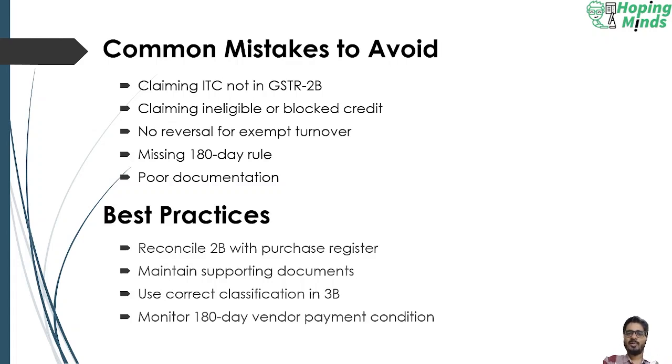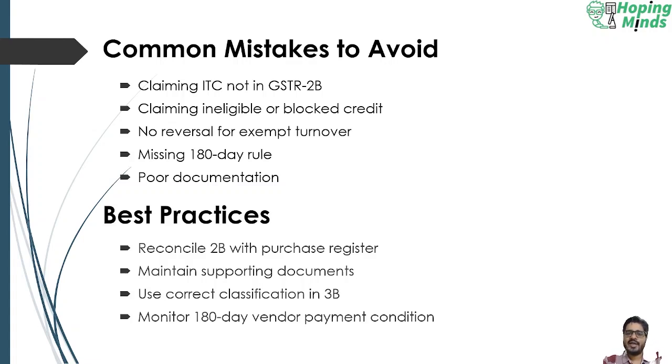Claiming ineligible or blocked credits. So many times the supplier of goods does not bother about the blocked credits and claims all the input tax credit that are appearing in GSTR 2B. So the nature of credit should be classified as eligible and ineligible, and then only such credit should be claimed.